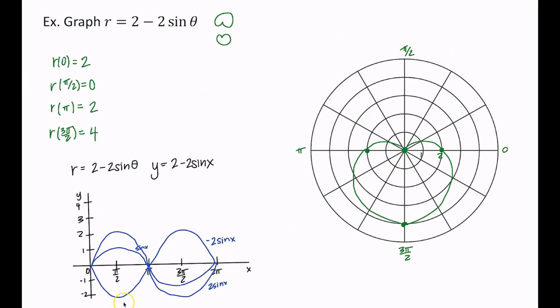So now this reflected negative 2 sine x graph, if I shift it up 2 units, it's going to look like a final graph. It's going to start right here at (0, 2). It's going to touch the x-axis at pi over 2, and then come back up to 2 at pi. Then it's going to go up to 4 at 3 pi over 2, and then back down to 2 at 2 pi. So this is my final answer for the graph of y equals 2 minus 2 sine x.